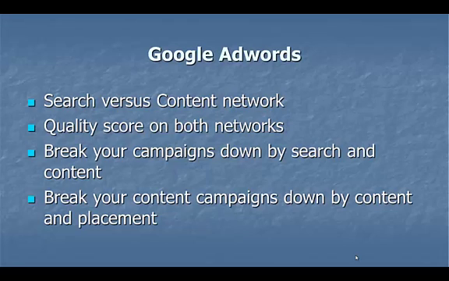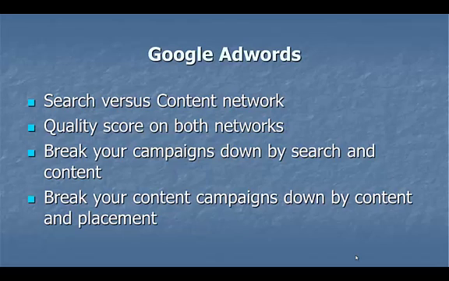Now, when setting up your campaigns in Google AdWords, the way it works is that you set up different campaigns within the platform, and then within that campaign, you set up different ad groups. And by having the ability to set up different ad groups, this does give you the ability to write more specific ads to whatever keywords are in that particular ad group. But I highly recommend that when you do start advertising on Google AdWords, if you are doing a search campaign and a content network campaign, that you do break your campaigns down by search and content.